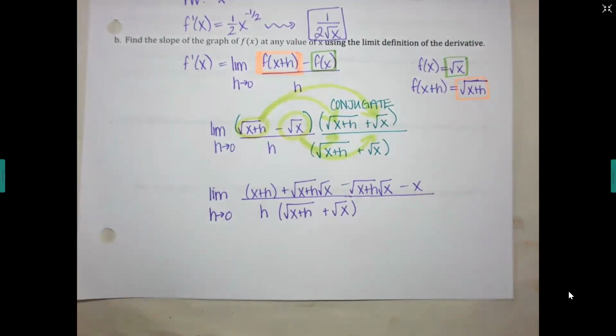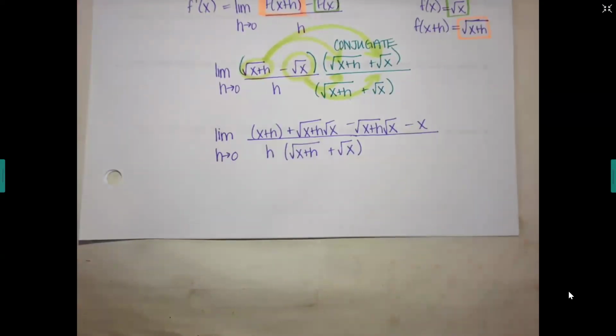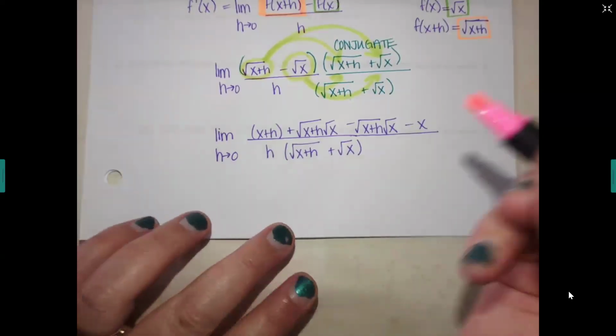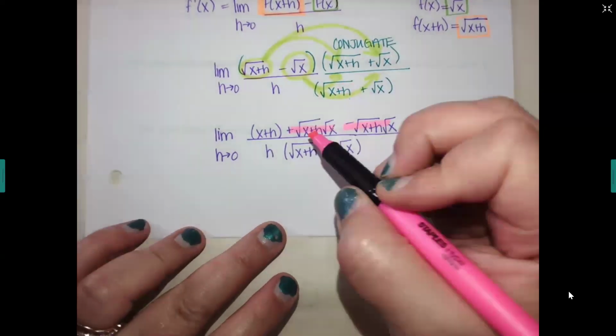All right, then, you could, if you wanted, times the x and make it an x squared plus hx. I just am not going to because they're going to cross out anyways. Okay, so cross your middle two terms out. Okay, remember that's what we love about conjugates, is that the middle two terms are always going to eliminate.